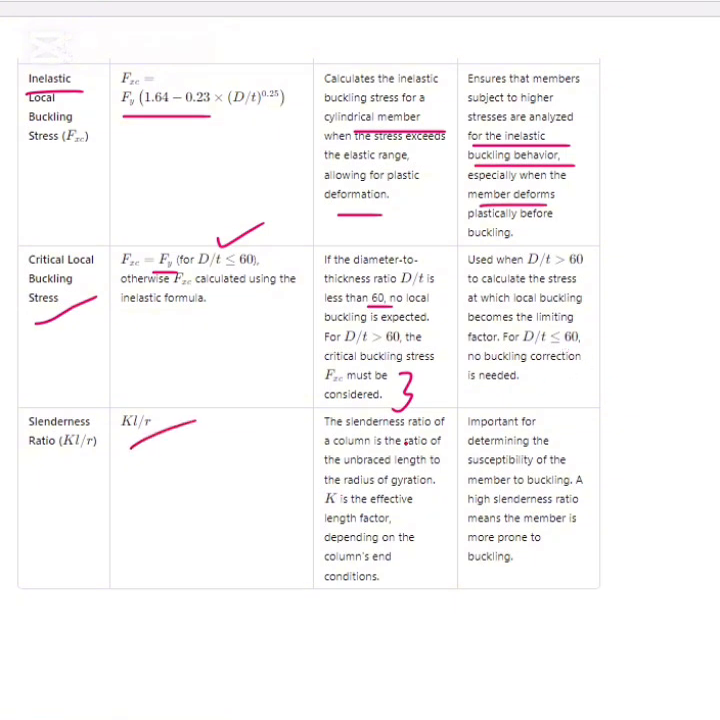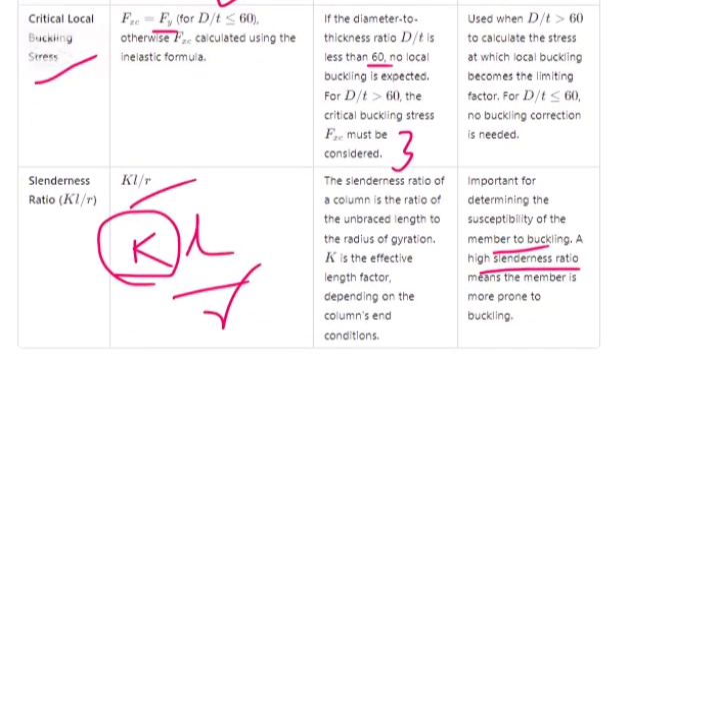Slenderness ratio KL/R is the ratio of unbraced length to radius of gyration. K is the effective length factor, depending on the column's end conditions. It is important for defining the susceptibility of the member to buckling. A high slenderness ratio means the member is more prone to buckling.